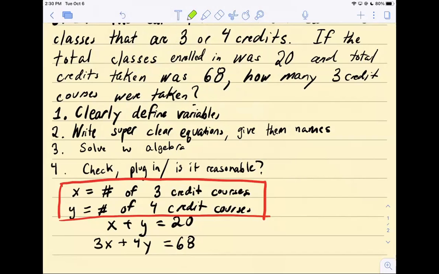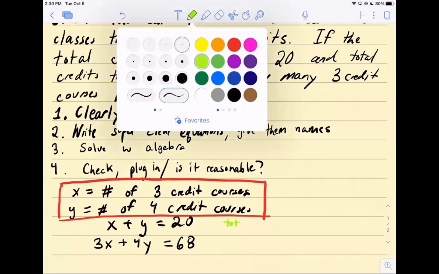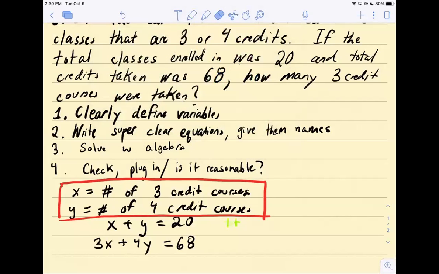So this is total classes. I don't like that color. Let's do a different green. This is total classes. And this is total credits.